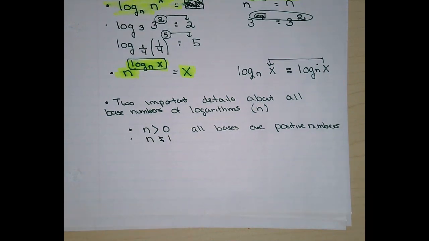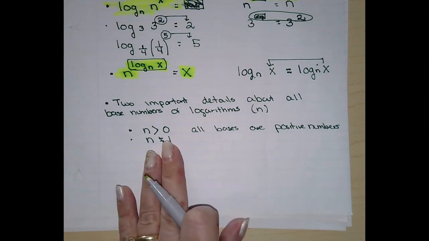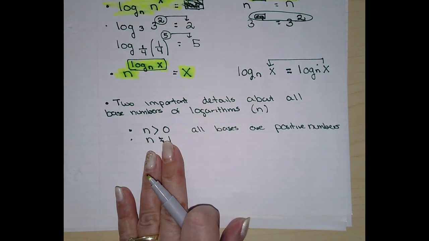Your base number can never be 1 because your logarithms are just another way to write your exponent. But if your base is 1, 1 to the 3rd power is still 1. 1 to the 7th power is still 1. 1 to any log is always just 1. So your base is never 1 because it doesn't make any sense. The number is always 1. And the other one is that it has to be positive.